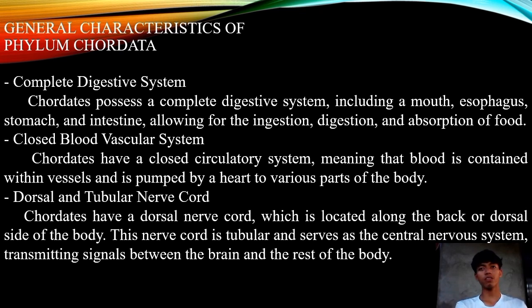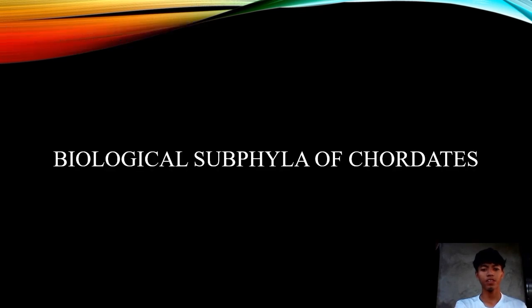These characteristics collectively define Phylum Chordata and illustrate the remarkable diversity and adaptability of its members across different environments and evolutionary pathways. So those are the general characteristics of phylum Chordata. So next we have the different subphyla of chordates.